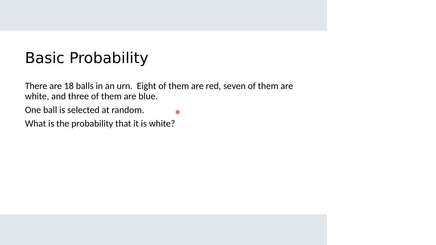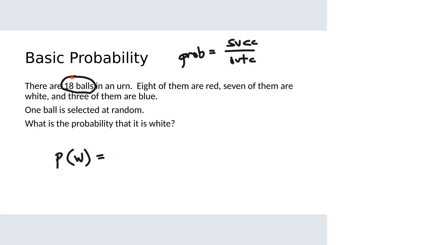A basic probability question. Remember, the main thing about probability is successes over outcomes. Keeping that in mind, there are 18 balls in an urn. 8 of them are red, 7 of them are white, and 3 of them are blue. 1 ball is selected at random. What's the probability that it's white? So we're just going to pick 1 ball out. The probability of getting a white ball is successes over outcomes. There are 18 total balls, so that's our outcomes. How many of them are white? It looks like 7. So the probability of getting a white ball is 7 out of 18.